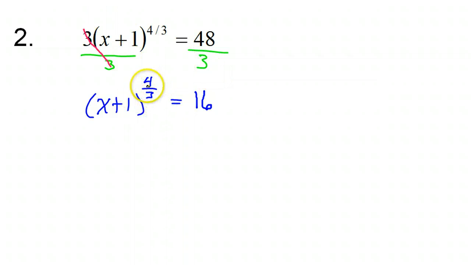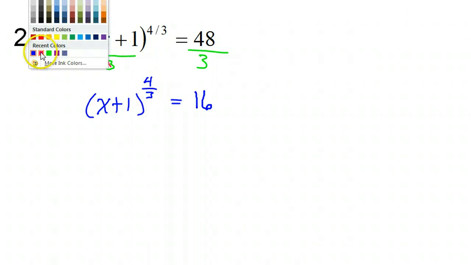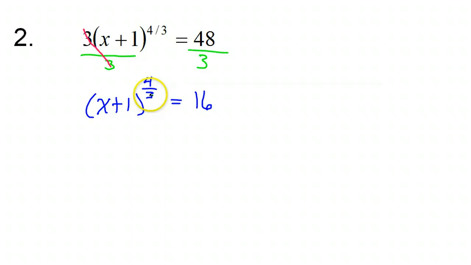Anyway, if I want to get rid of this fractional exponent, I can get rid of it with another fractional power. So what I could do is the reciprocal power. I'm going to do the 3/4 power to both sides of the equation like this. Now on this side, the 4's cancel, the 3's cancel, so I'm simply left with the x + 1 part. Now over here, I've got 16^(3/4).